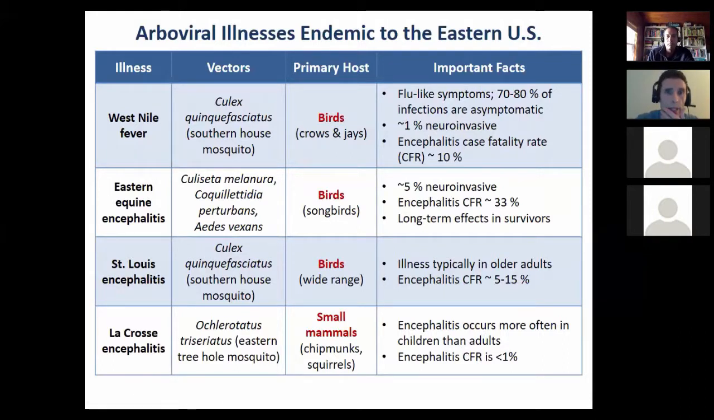Now, one thing I want to point out is that for all of these, the primary host is an animal. So that's one reason why we're still stuck with these viruses: they're circulating in wild animals, and therefore it's really hard to get rid of them.